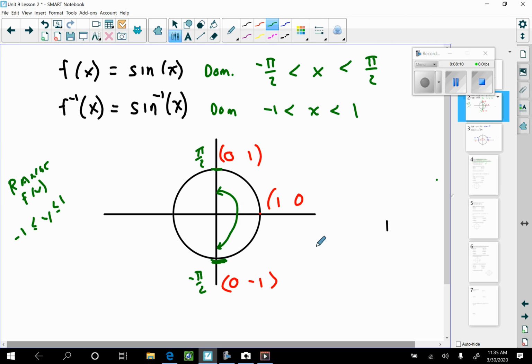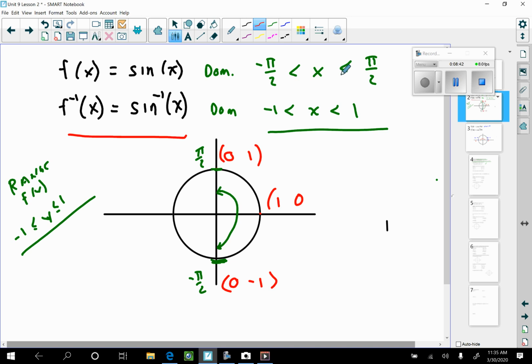In the domain, I've restricted the domain of sine to be between negative pi over 2 and pi over 2. Well, this allows me to realize what the domain of inverse sine is. The domain of inverse sine is between negative 1 and 1, period. End of story. No restriction. That's the domain of inverse sine, period. Because that's the range of sine of x when I restrict the domain.